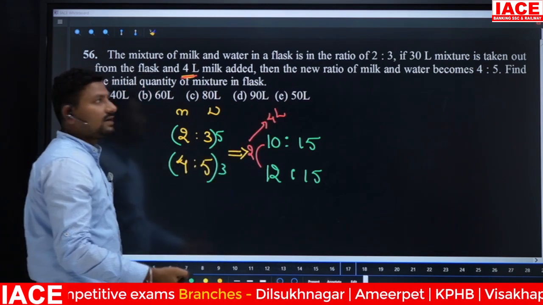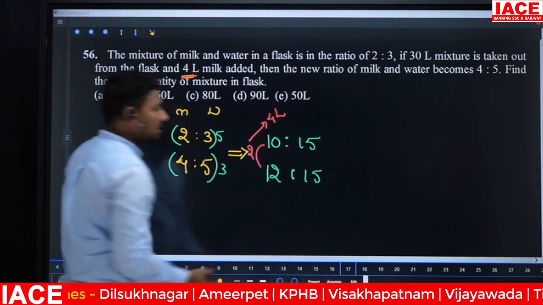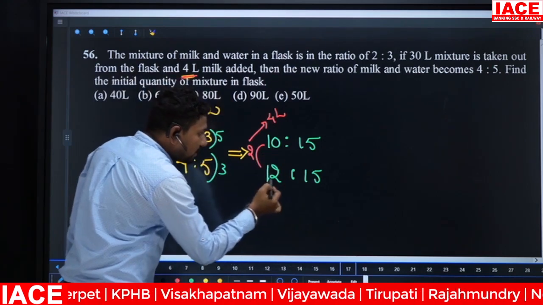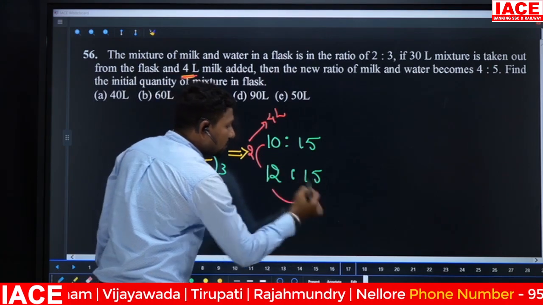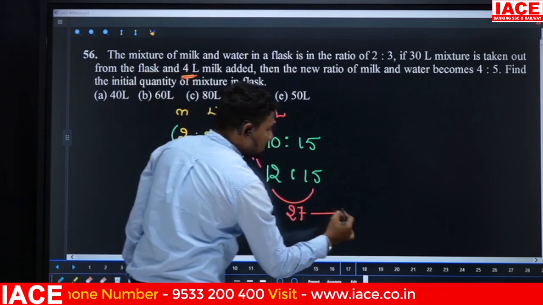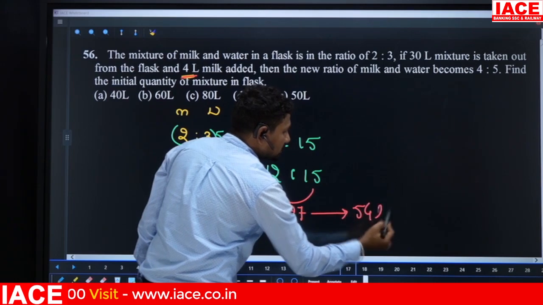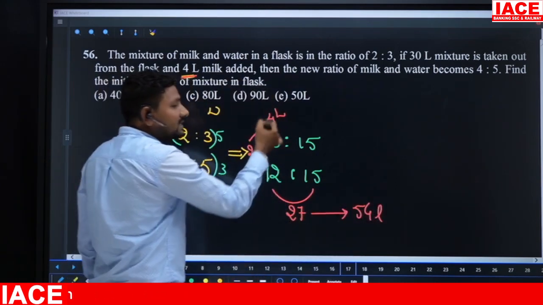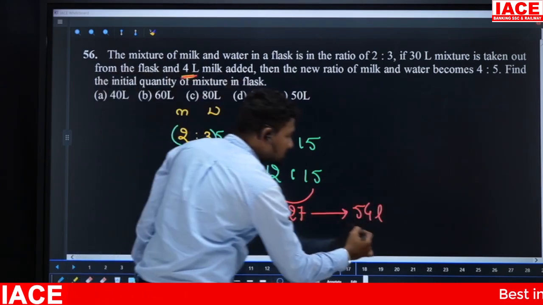What is the final quantity? We should find out. First of all, go for the final quantity. Final quantity: milk is 12 parts, water is 15 parts. 12 plus 15 is 27 parts. Every 2 parts is 4 liters, which means 27 parts is equal to 54 liters. Out of 54 liters, 4 liters is extra added milk. The 4 liters we should remove.